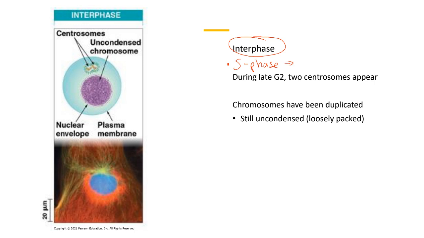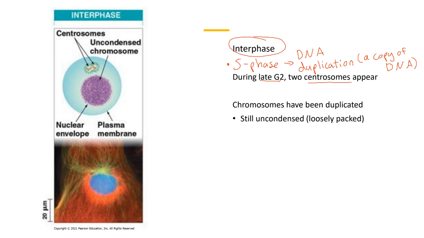And what happens here during S phase, we get DNA duplication. In other words, we make a copy of DNA. And this is important because if a cell is supposed to divide into two cells, each cell must have the same amount of DNA. Okay. During late G2, two centrosomes are going to appear.